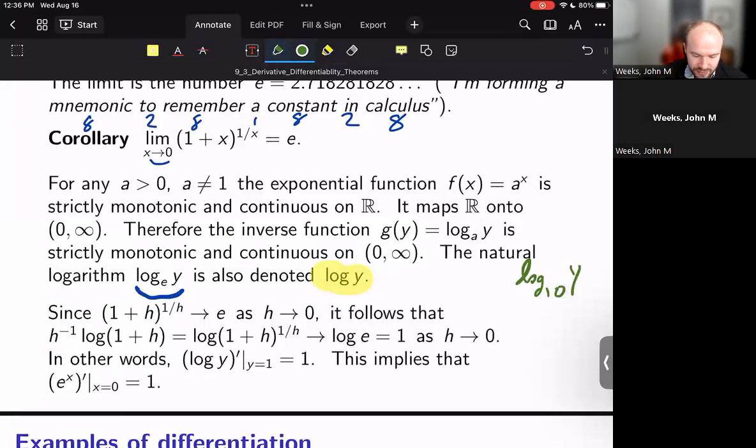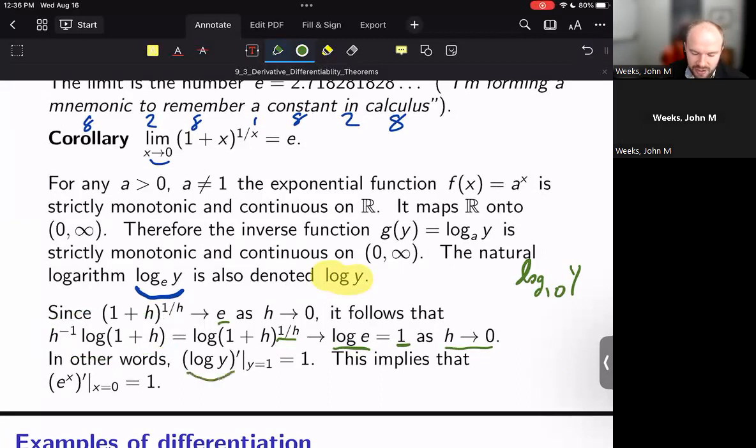Well, this is also log of (1 + h)^(1/h), which is approaching log base e, since the logarithm is a continuous function, as we know from before, which is equal to 1 as h approaches 0. In other words, we can now use this formula, by the way. We've been kind of hiding it here a little bit, but this is actually a formula to help us find the derivative of the logarithm function.